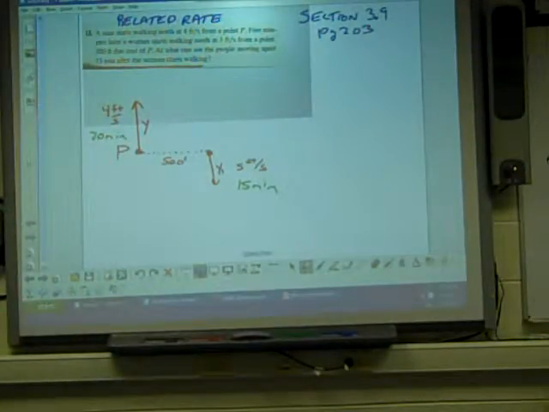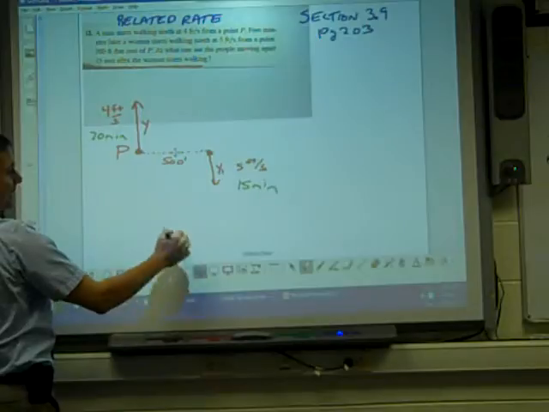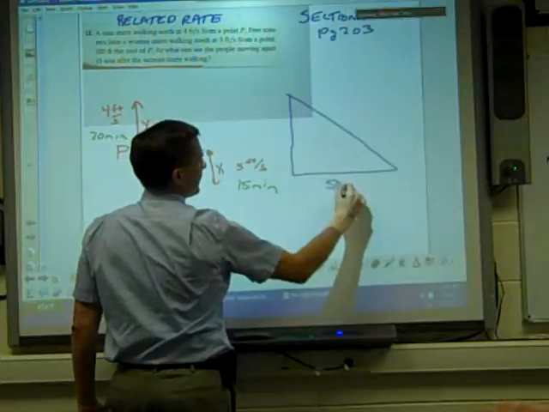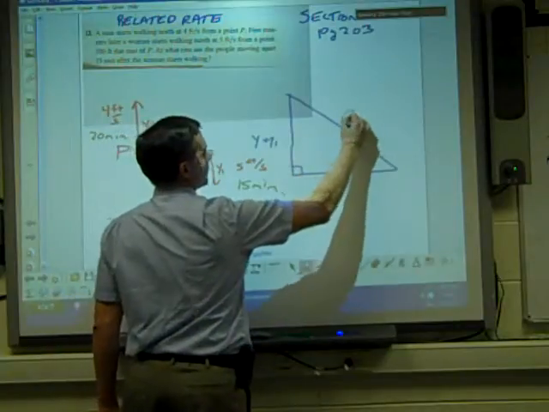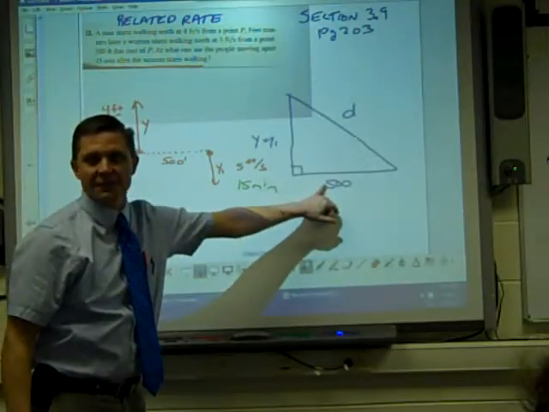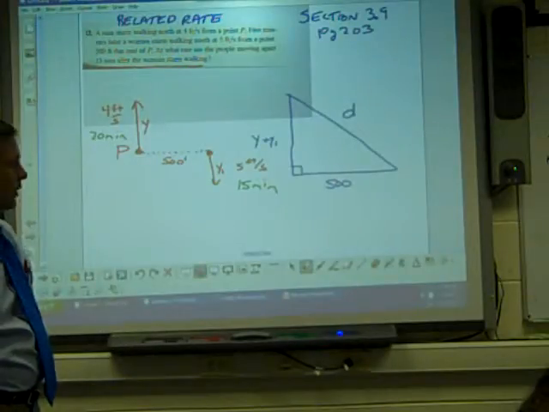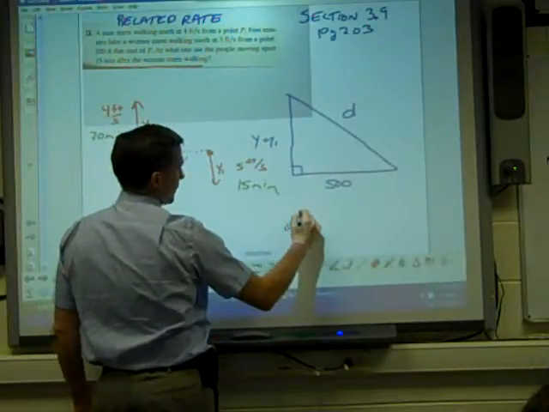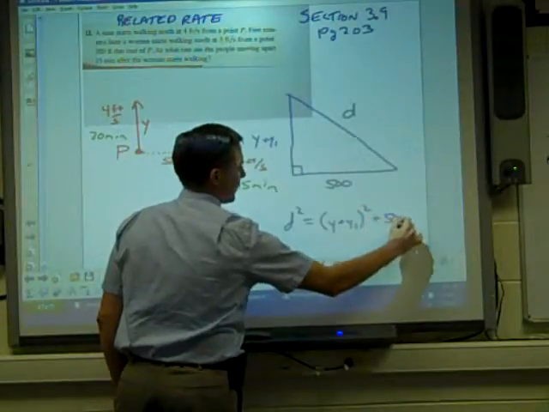We got to build this triangle. I simplified this diagram. I can make a triangle out of it where this is 500 feet, this is Y plus Y1, and this is the distance between them at any given instant. We don't have to use a variable for the 500 feet because that's a fixed distance. Y and Y1, we have to use those variables. So we can always write an equation based on our figure: D squared is equal to (Y plus Y1) squared plus 500 squared.